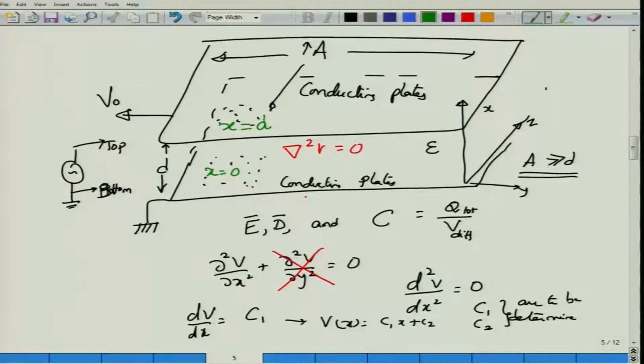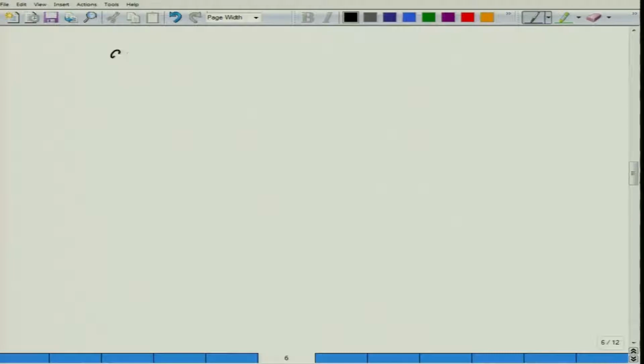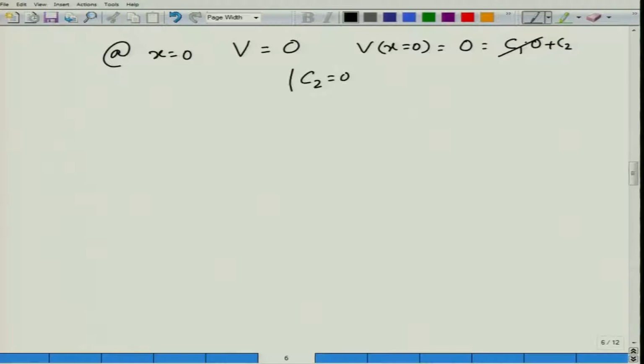Okay, so I apply the condition that at x equal to 0, the potential must be equal to 0 everywhere, because this is the bottom conductor which has been grounded. So go back to the equation V of x and substitute x equal to 0, which will give you 0. That must be equal to C1 into 0 plus C2. Clearly C1 into 0 will make this term go to 0, and the condition that you get from this is that C2 equal to 0.